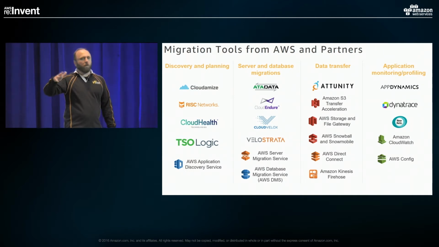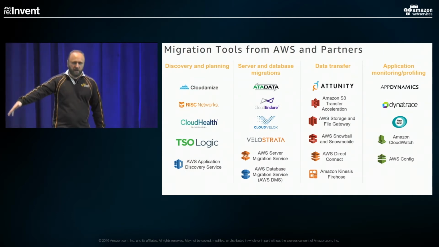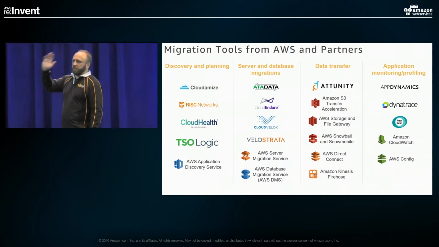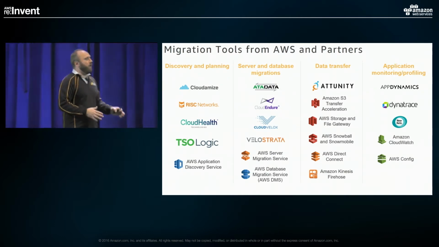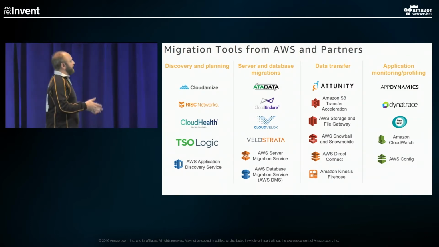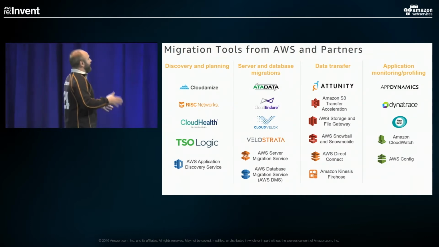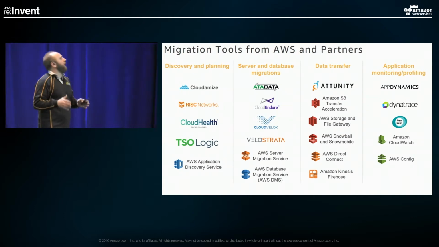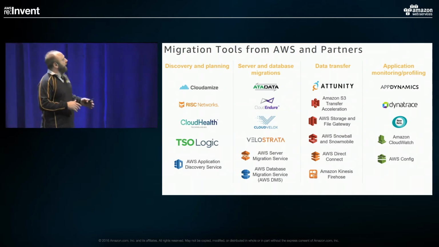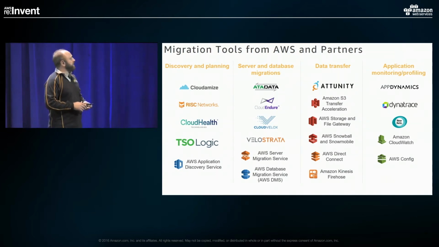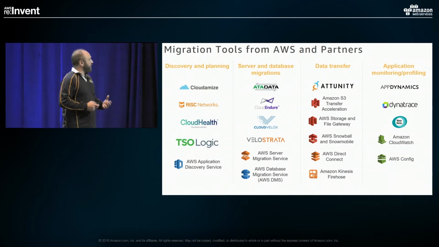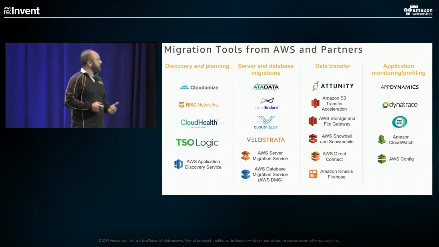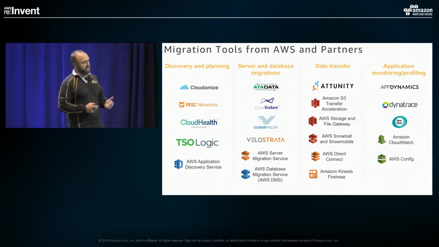You can see we have Cloudamize, RISC, CloudHealth, TSO Logic, and our very own AWS Application Discovery Service for discovery. There's a certain level to discovery that it can do. Guys, there's no magic wand to these things, right? You need to know your application. You need to know what your application consists of. You need to have some sort of list. And if you have that in front of you, discovery tools like these can help you tremendously in migration planning.